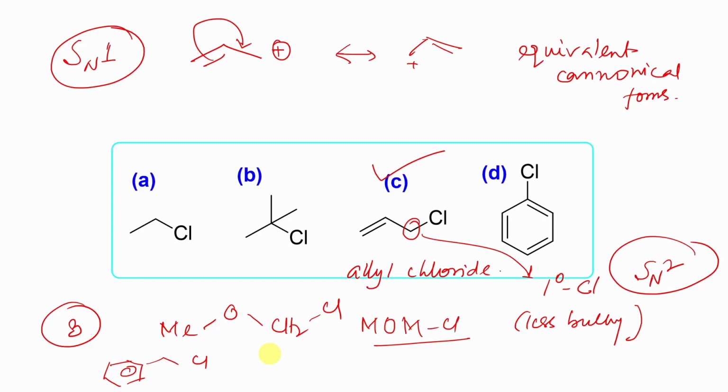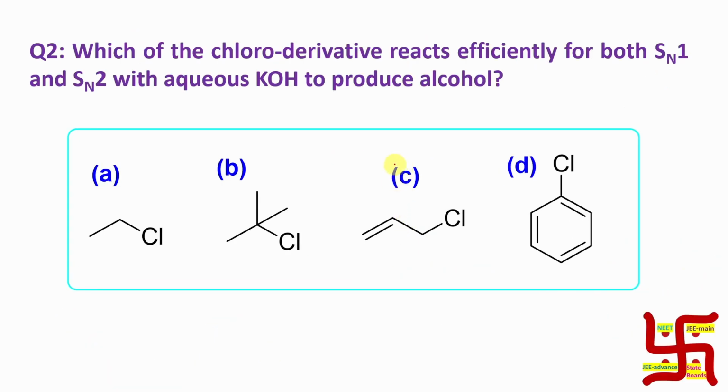Now, in this discussion, what is the answer to today's question? Question number 3. So allyl chloride reacts efficiently for both SN1 and SN2, and in this case the product is obviously allyl alcohol.